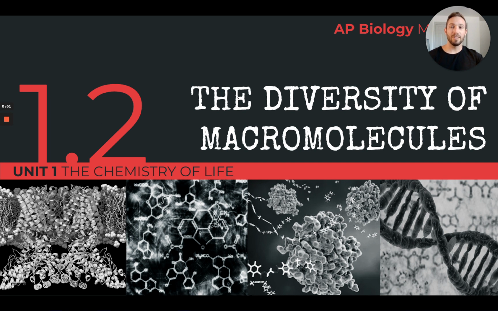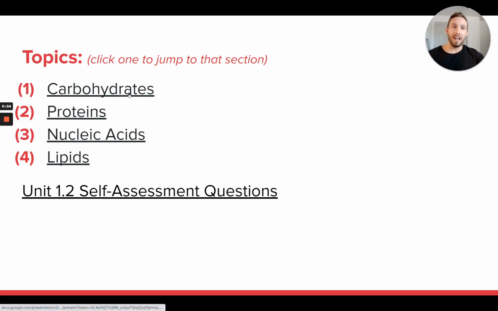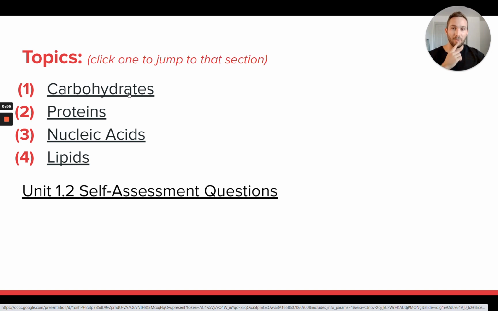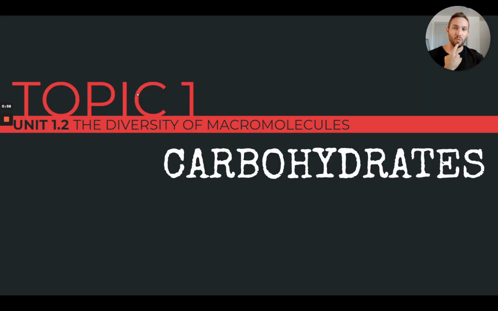In topic one of these notes, we're going to specifically look at a certain type of macromolecule called carbohydrates. There are four different types of macromolecules that basically most organic molecules fall into one of these categories that we find in living things. And in this video, we're specifically going to focus on carbohydrates.